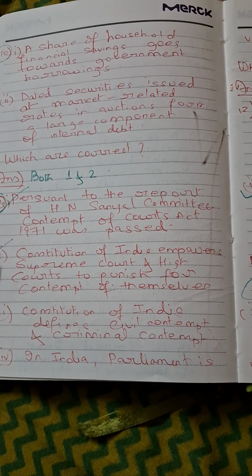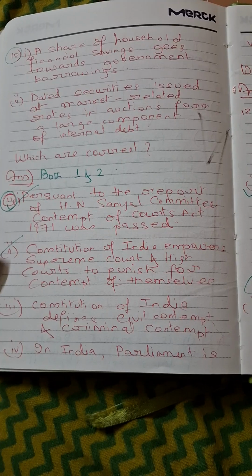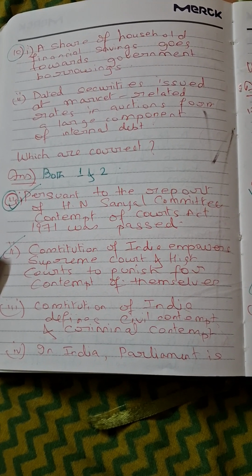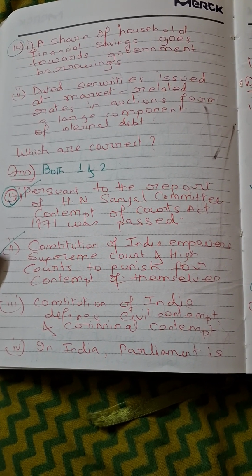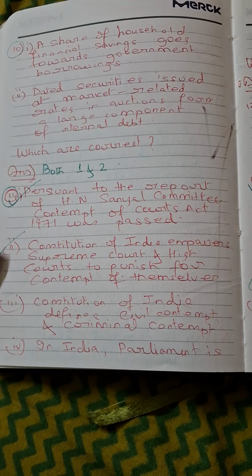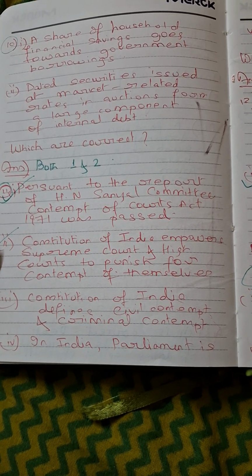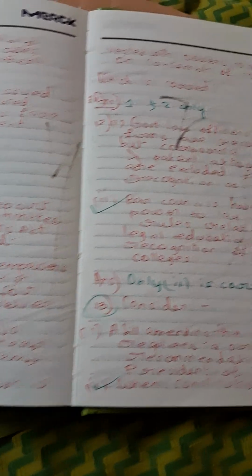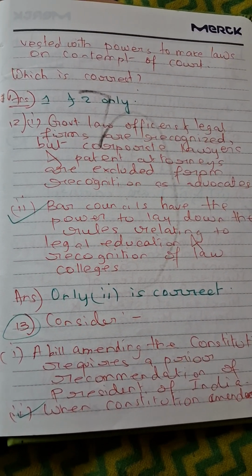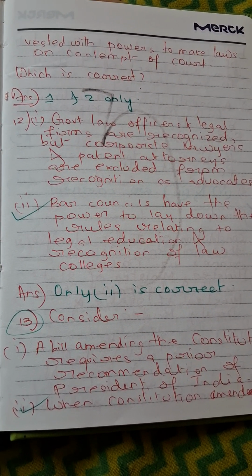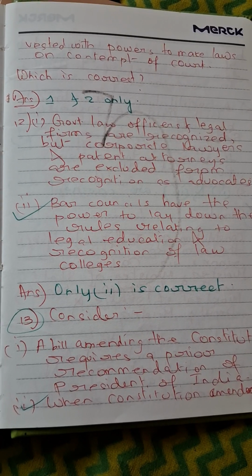Pursuant to the report of the H.N. Sanyal Committee, the Contempt of Courts Act 1979 was passed. The Constitution of India empowers the Supreme Court and High Courts to punish for contempt of court themselves. The Constitution of India defines civil contempt and criminal contempt. The Indian Parliament is vested with powers to make rules on contempt of court. Only the first and second options are correct.